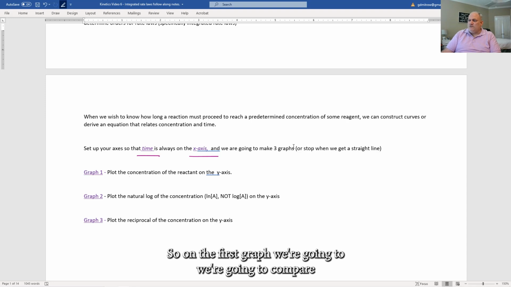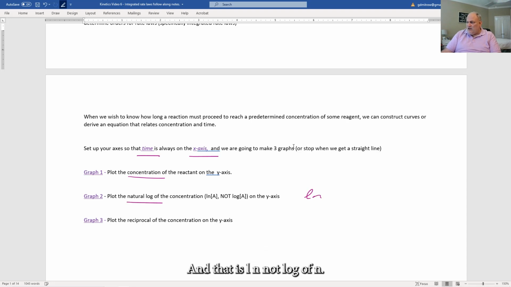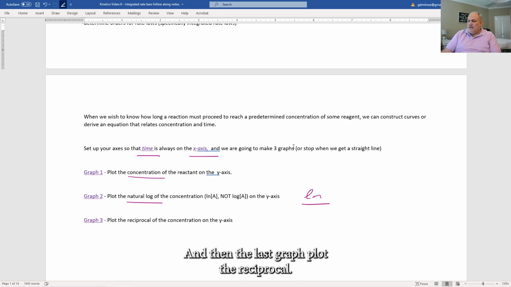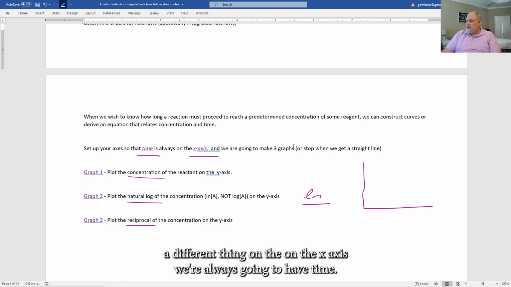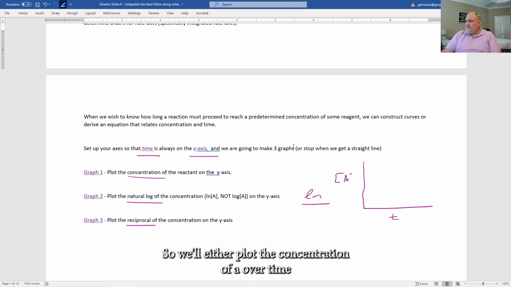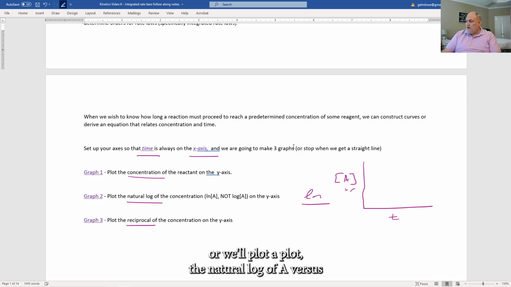On the first graph, we're going to compare the concentration of the reactant on the y-axis versus time. The second graph, we'll take the natural log, and that is ln, not log of n. That's really important. And then the last graph, we're going to plot the reciprocal. So we're always going to plot a different thing on the y-axis, and on the x-axis, we're always going to have time. So we'll either plot the concentration of A over time, or we'll plot the natural log of A versus time, or we'll plot 1 over the concentration of A.